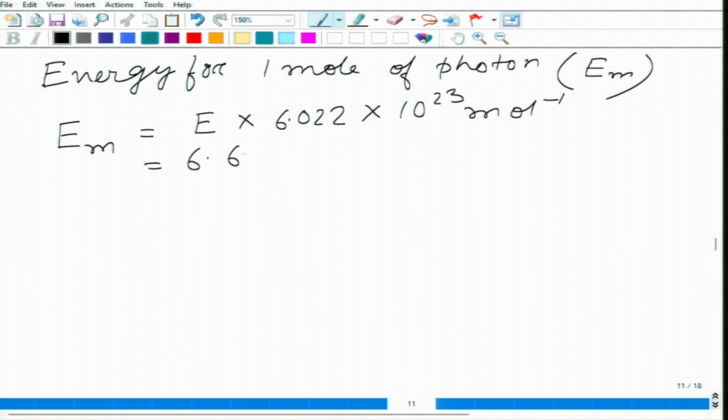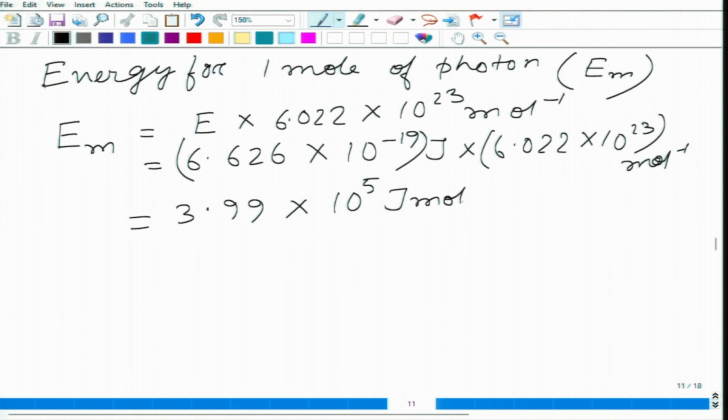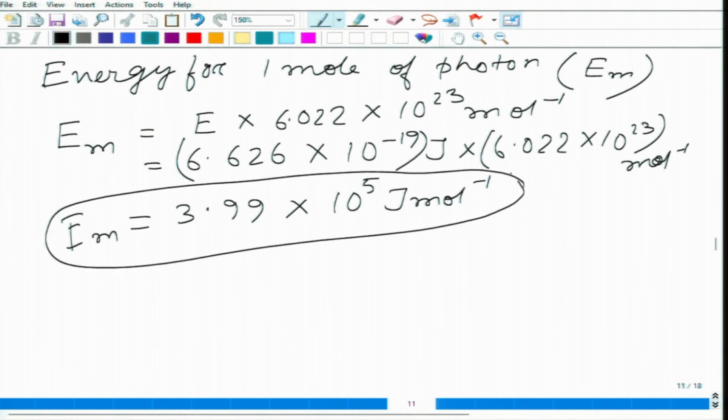So, 6.626 into 10 to the power minus 19 joules into 6.022 into 10 to the power 23 mole inverse. So, we will have 3.99 into 10 to the power 5 joule per mole. So, we have got energy in terms of mole.